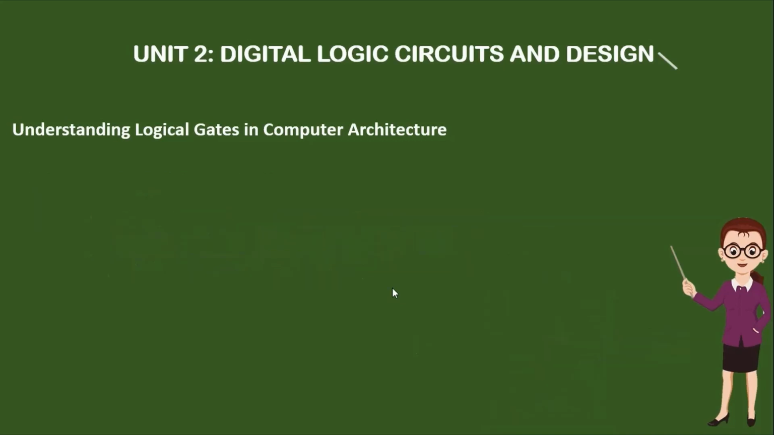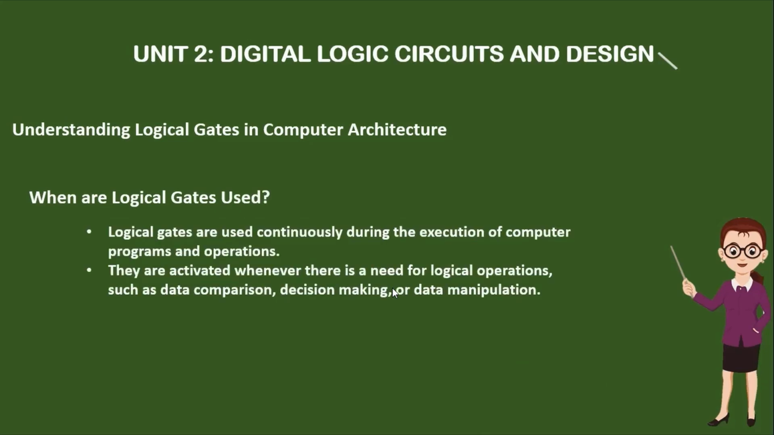Next, coming to the slide, when are the logical gates used? Logical gates are used continuously during the execution of computer programs and operations. Whatever the programs might be, the operation might be, the logical gates will always be active. So they are activated whenever there is a need for logical operations such as data comparison, decision making, and data manipulation. Whenever the data requires data comparison, decision making, data manipulation, also the logical operations, these logical gates will be automatically activated and will function accordingly.